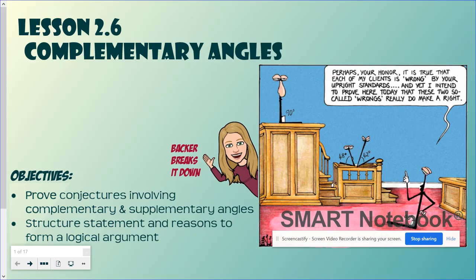In this episode, we're going to look at complementary angles. In fact, we're actually going to prove that two angles are complementary. Exciting stuff. Let's get started.